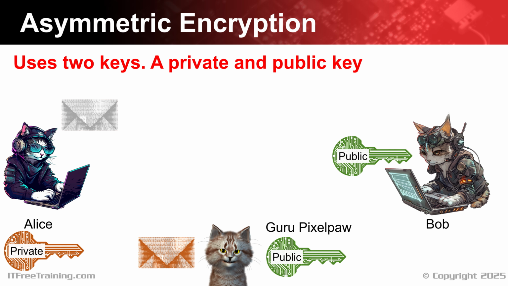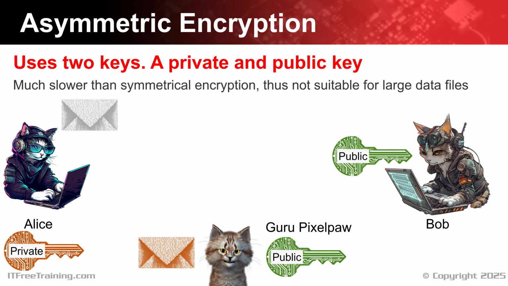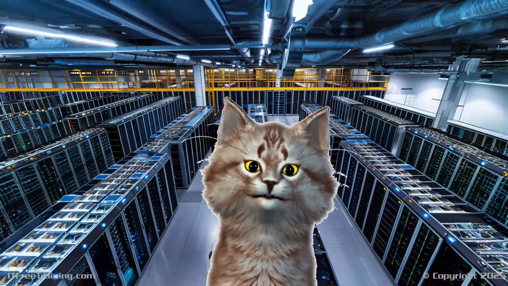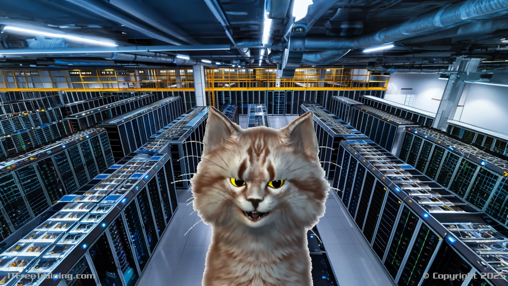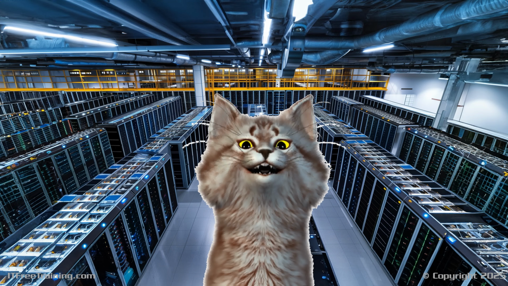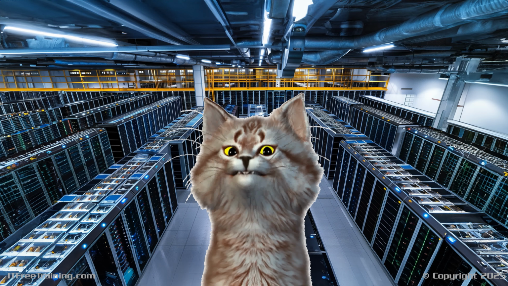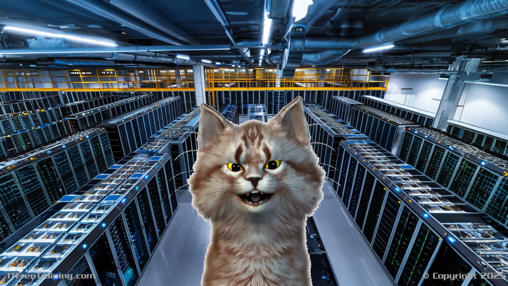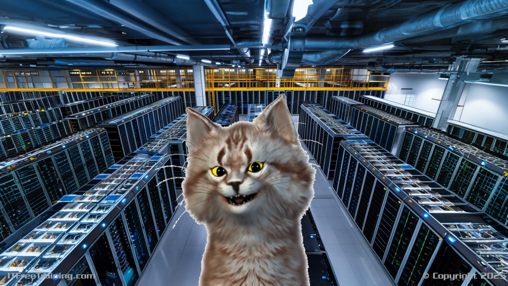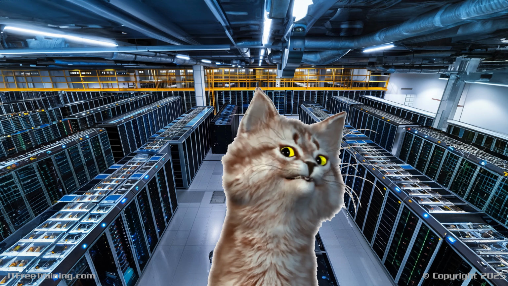Even though you only have to try the one combination, asymmetric encryption is much slower than symmetrical encryption. Thus, it is not suitable for large data files. It is just too slow. They are forgetting one thing. I have access to a data center, so I will decrypt the message without the private key using all the computers in the data center. I just need to estimate how long it will take. Maybe in 1 million years?